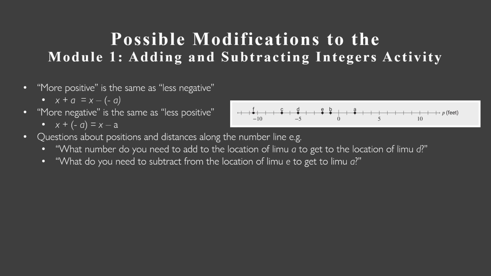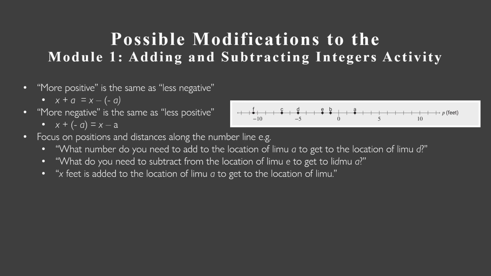Students can also benefit from more complex variations of the number line questions in Part 4. For example, we could ask less direct questions such as, what number do you need to add to the location of limu A to get to the location of limu D? And what do you need to subtract from the location of limu E to get to limu A? This can provide an opportunity for students to learn more about what it means to add or subtract a negative number and how it affects the direction that you move along a number line.